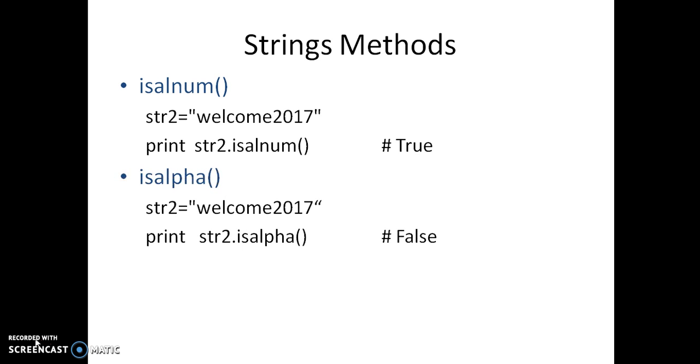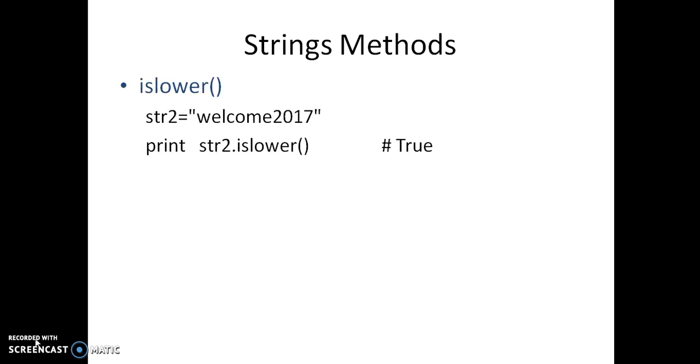isalpha is another function, which is used to check whether the string contains only alphabets or not. If there is anything other than alphabets, it gives false. If it is only alphabets, it is true. Our string is "welcome2017". str2.isalpha() is false because it has numbers also.